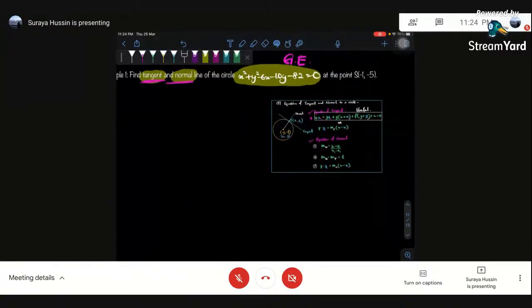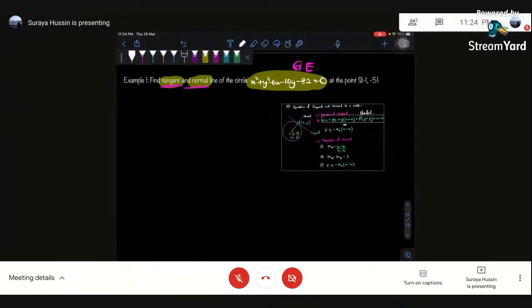Okay, formulanya adalah x x1 plus y y1 plus g x plus x1 plus f y plus y1 plus c is equals to 0. So this is the formula, right?